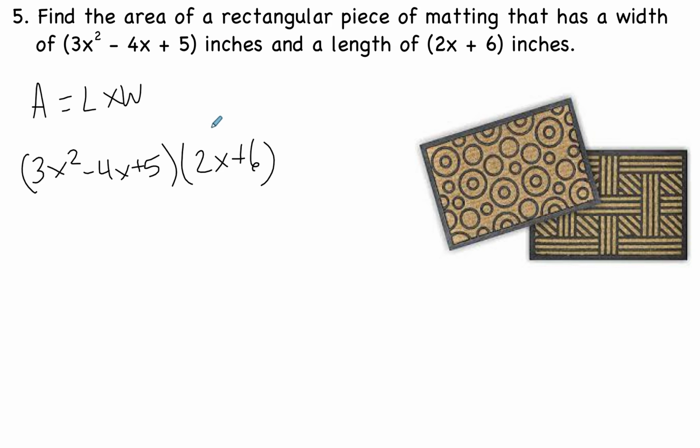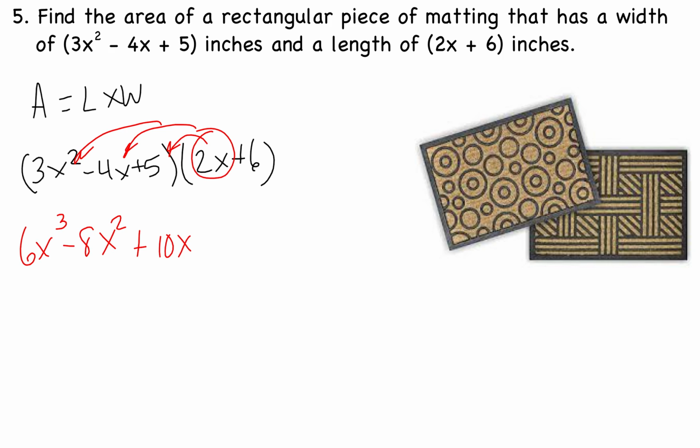So here we go. We're going to take 2x, distribute that through your parentheses, and write your result. 3x squared times 2x is 6x cubed. 2x times negative 4x is minus 8x squared. And then we have plus 10x. And let's change colors. Then we're going to distribute our positive 6 through the parentheses as well.